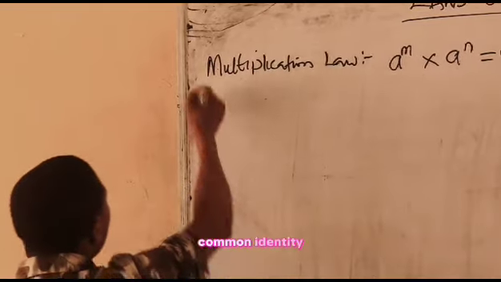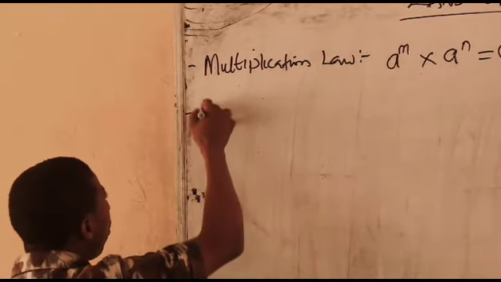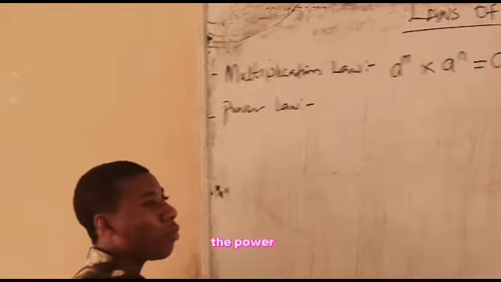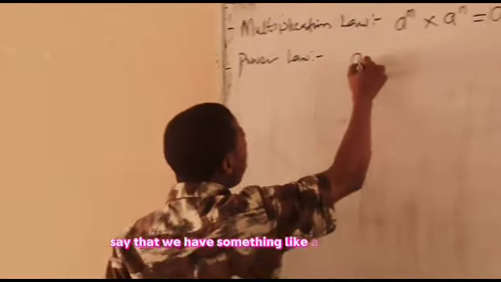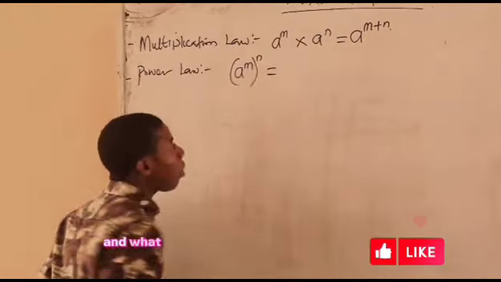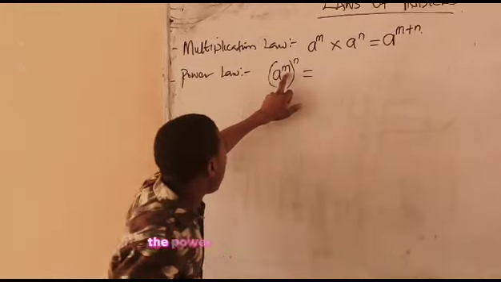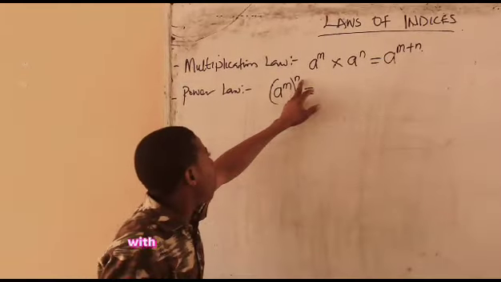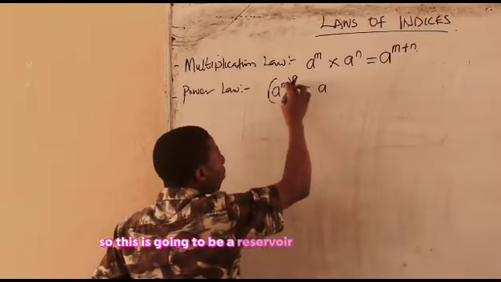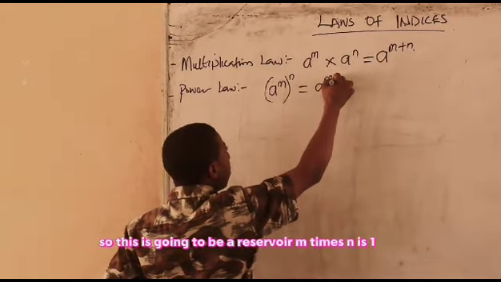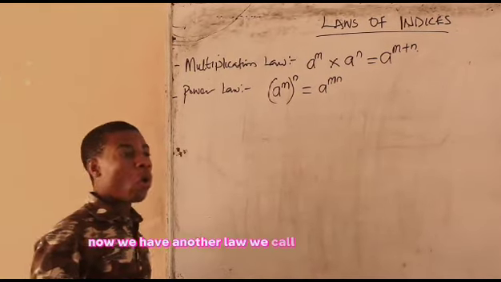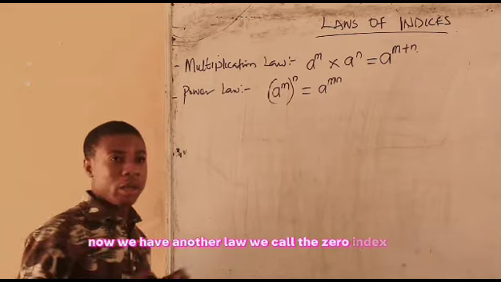And we have the second law of indices, which we call the power law. The power law says that if you have something like a raised to the power m in brackets raised to the power n, what I'm going to do is multiply the power inside the parenthesis with the power outside the parenthesis. So this is going to be a raised to the power m times n, which is mn.